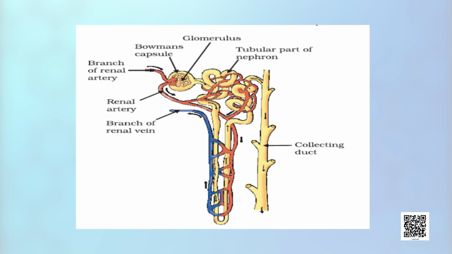The renal tubule begins with a double-walled cup-like structure called Bowman's capsule, which encloses the glomerulus. The tubule continues further to form a highly coiled network initially and then into a hairpin-shaped tubule. The tubules from many nephrons open into a straight tube called collecting duct, as you can see in the diagram on your screen. Let us now discuss how urine is formed in the body.